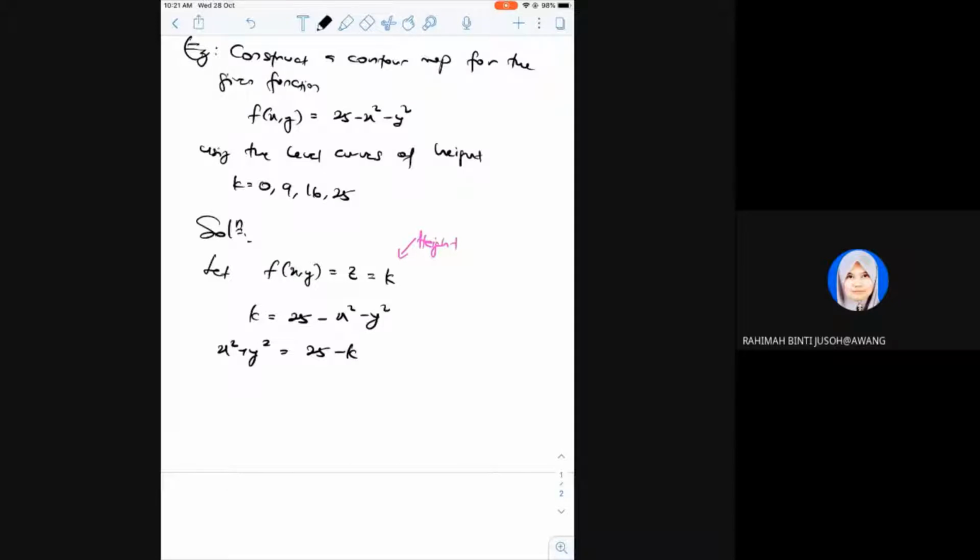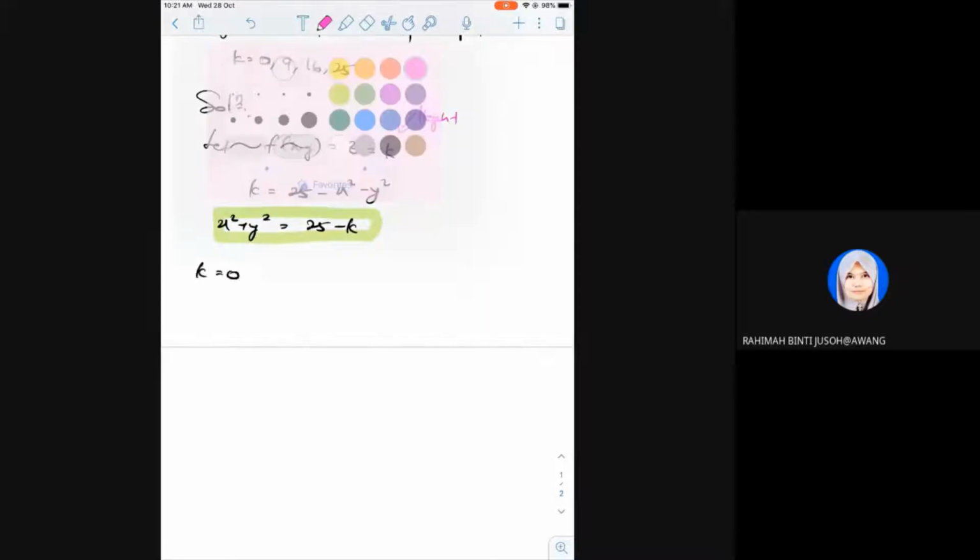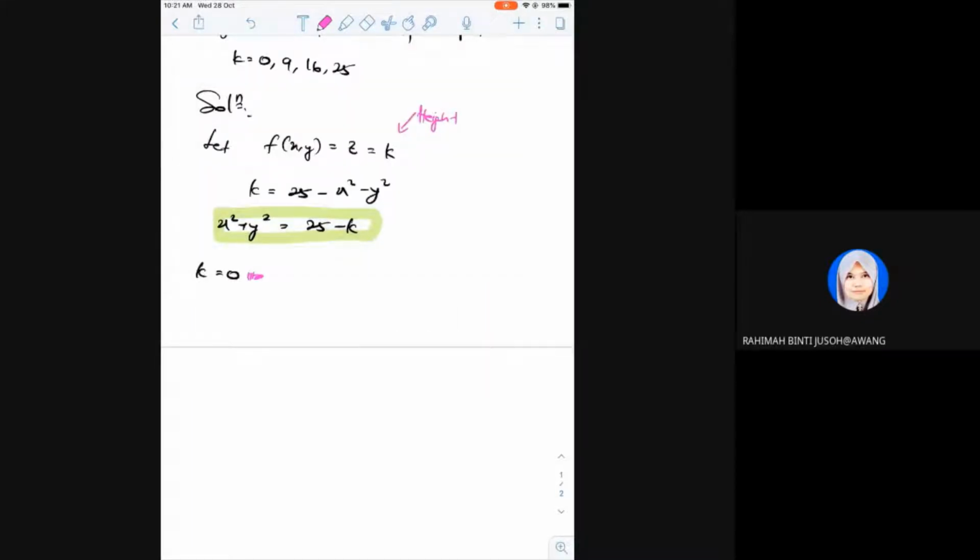All right, so now we will focus on this equation. We substitute every value of k. So when k equals to 0, we will have x squared plus y squared equals to 25 minus 0, so 25. And then when k equals to 9, we have x squared plus y squared equals to 25 minus 9, we will get x squared plus y squared equals to 16.